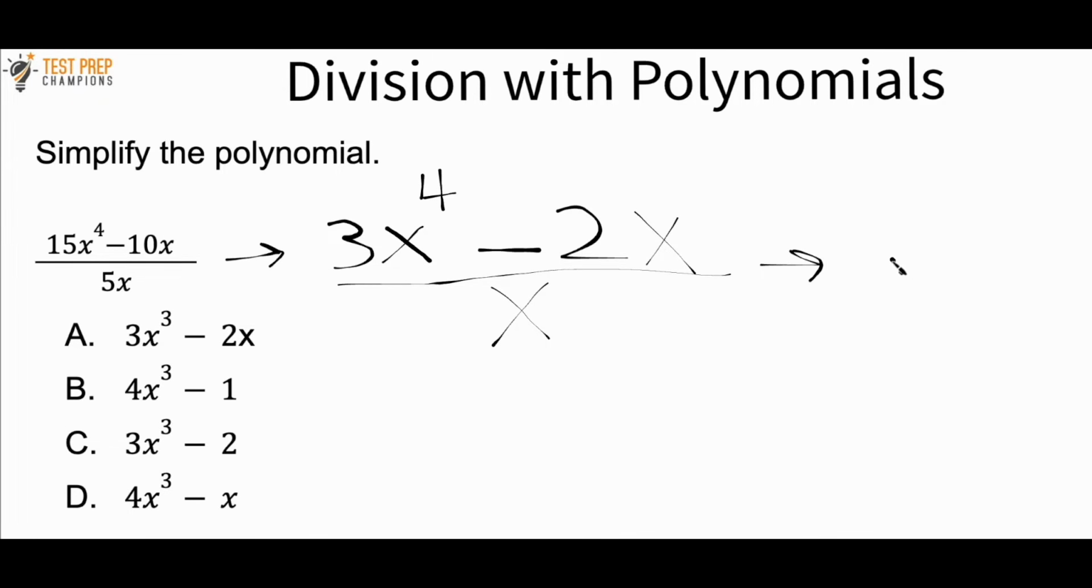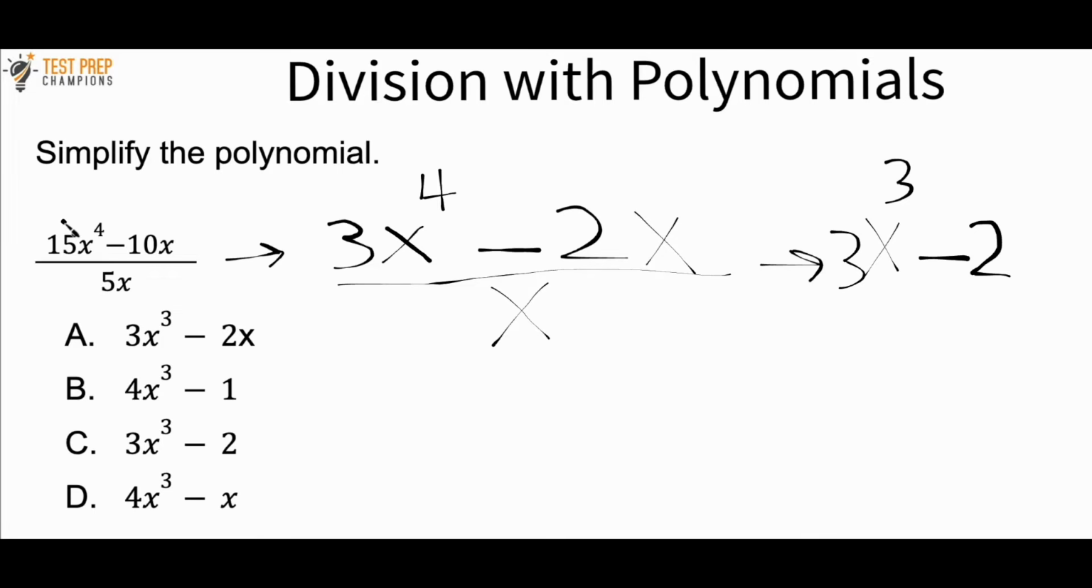So if I have 3x raised to the power of 4 and I divide by x, I'm going to get 3x raised to the power of 3. And again, I want to make sure I bring this minus sign along. All right, so if I divide 2x by x, the x's will cancel out. And this x down here also cancels out. So I get 3x raised to the power of 3 minus 2.